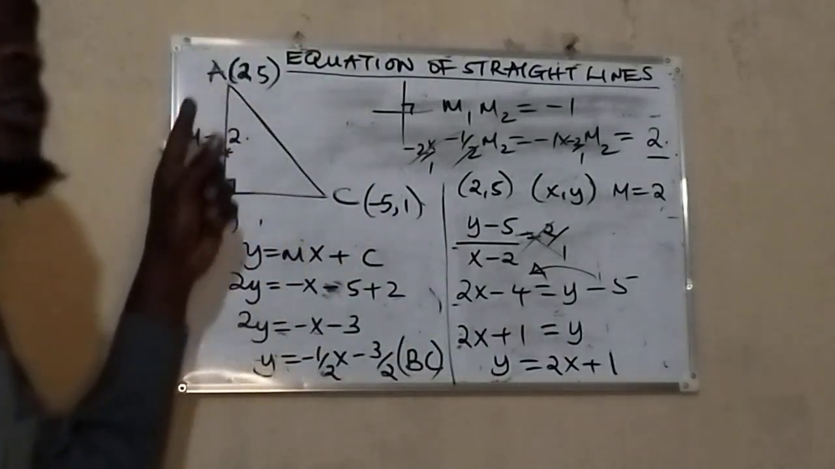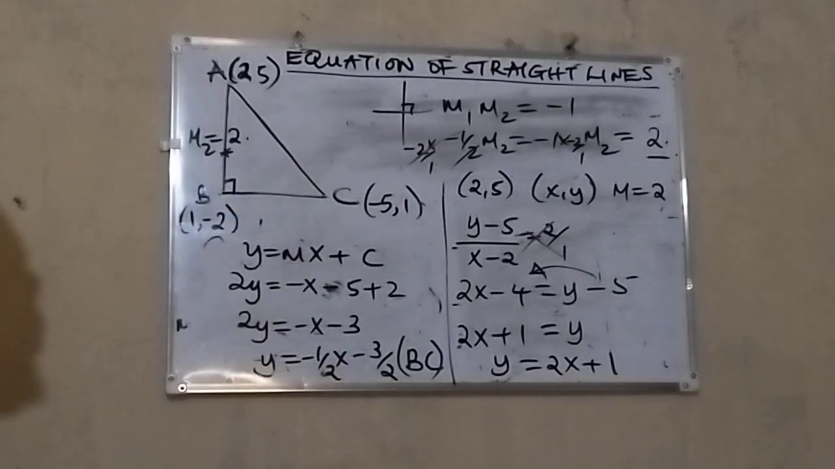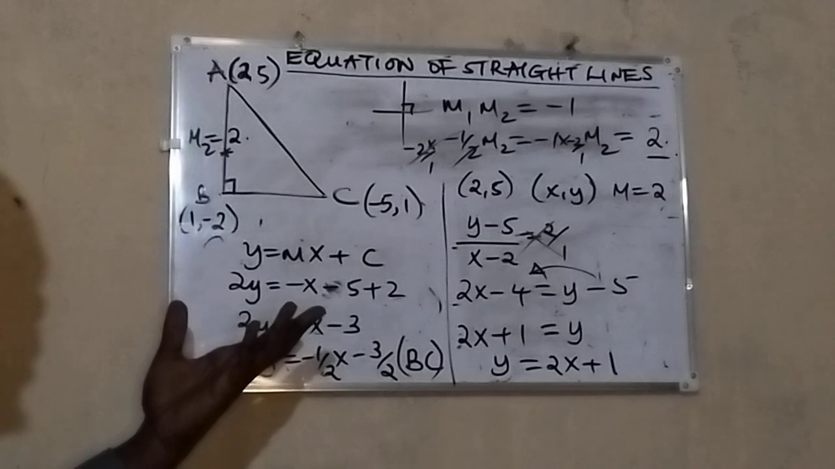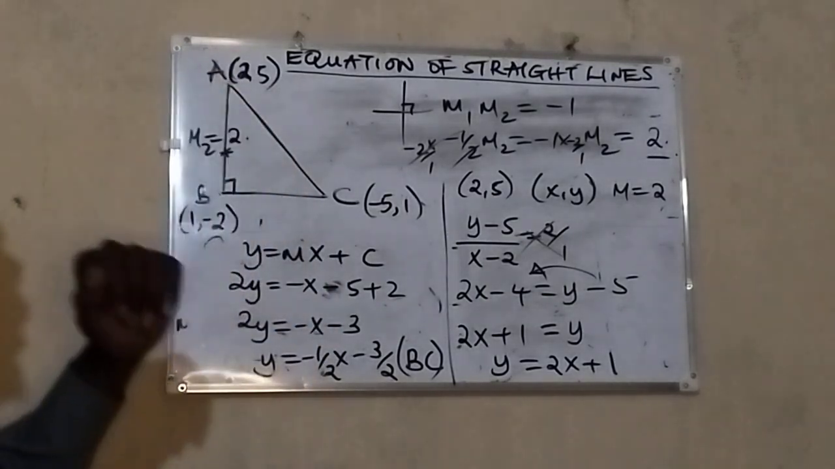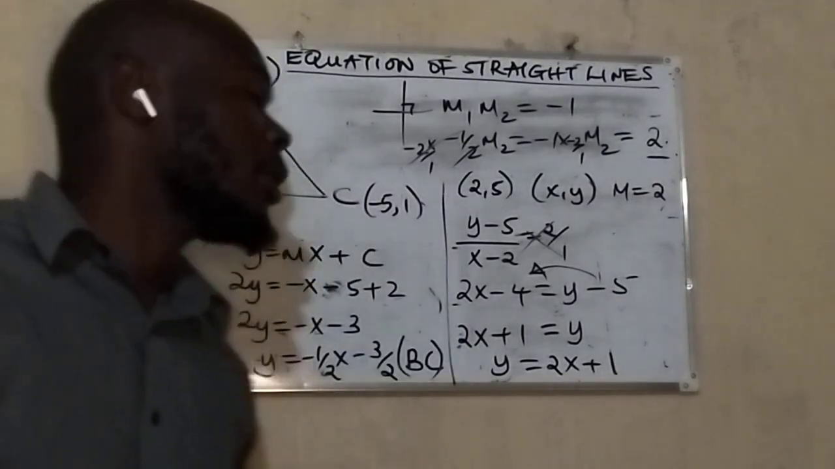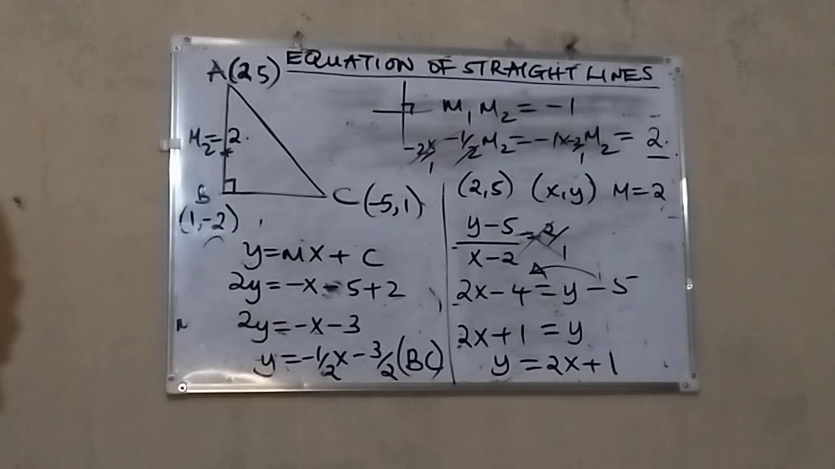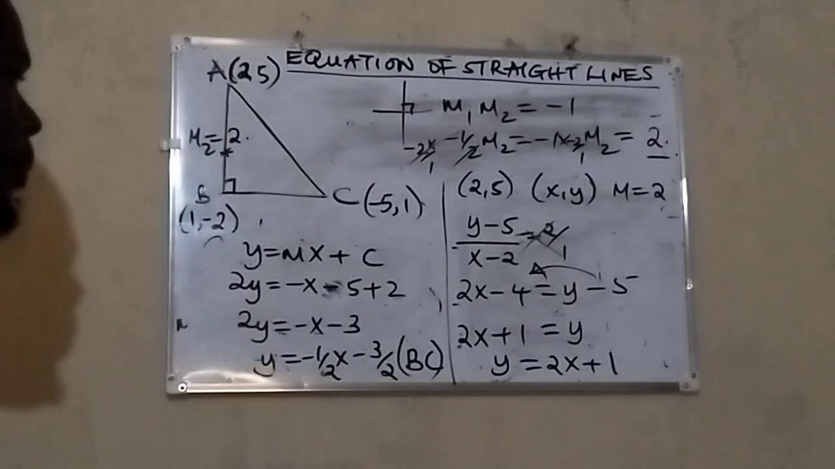The same will happen also for line AC. For line AC, again find the gradient, change in y over change in x. Then from there you can use the gradient and any of the two coordinates to form the equation of that straight line. Sometimes they can tell you to find the magnitude, or in terms of vectors. That is also a topic for another day.